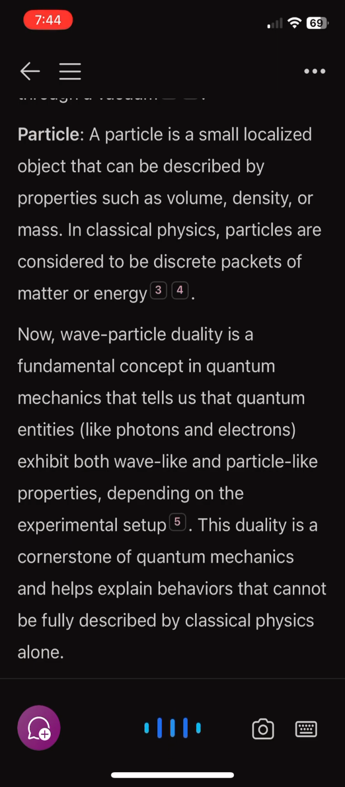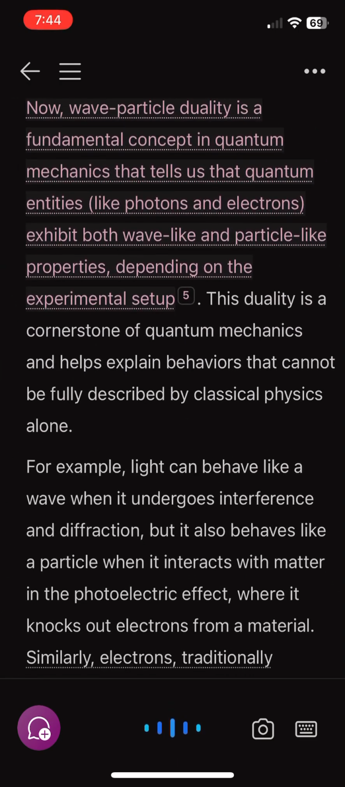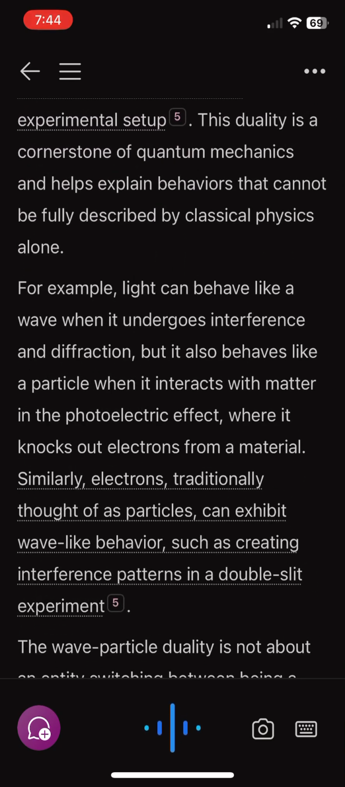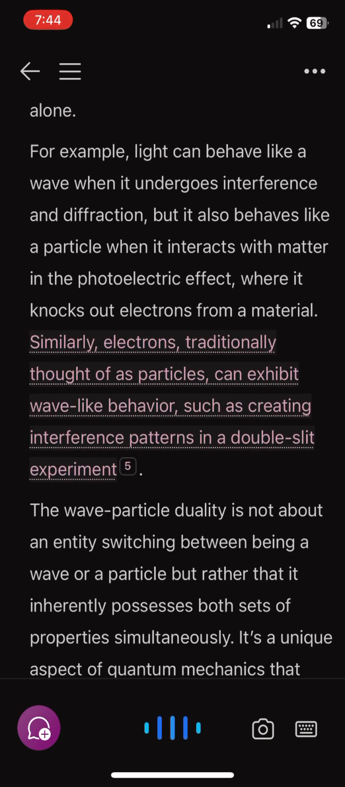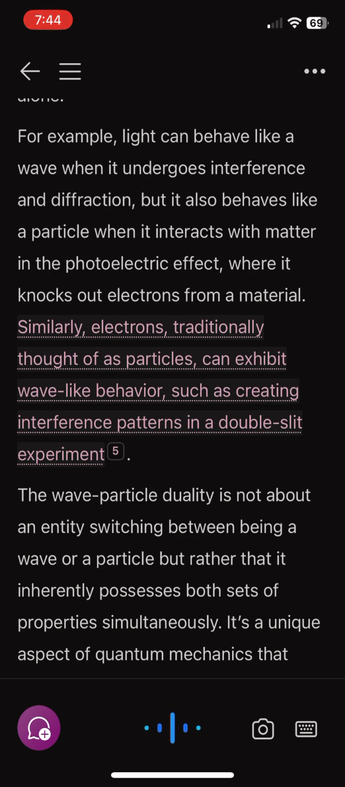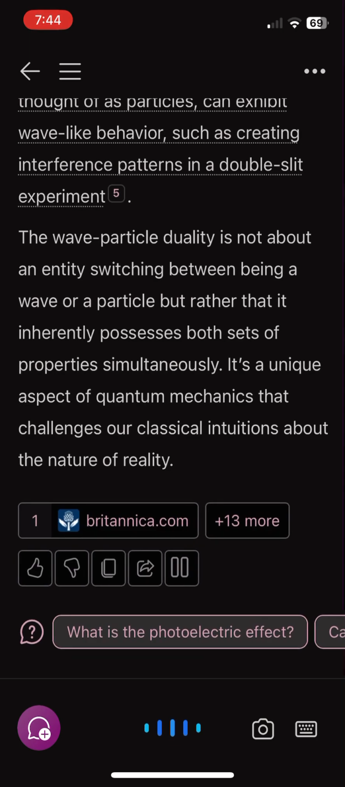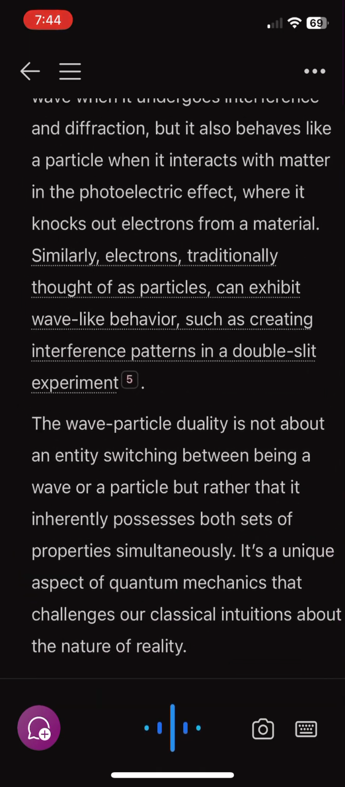Now, wave-particle duality is a fundamental concept in quantum mechanics that tells us that quantum entities like photons and electrons exhibit both wave-like and particle-like properties, depending on the experimental setup. This duality is a cornerstone of quantum mechanics and helps explain behaviors that cannot be fully described by classical physics alone. For example, light can behave like a wave when it undergoes interference and diffraction, but it also behaves like a particle when it interacts with matter in the photoelectric effect, where it knocks out electrons from a material.